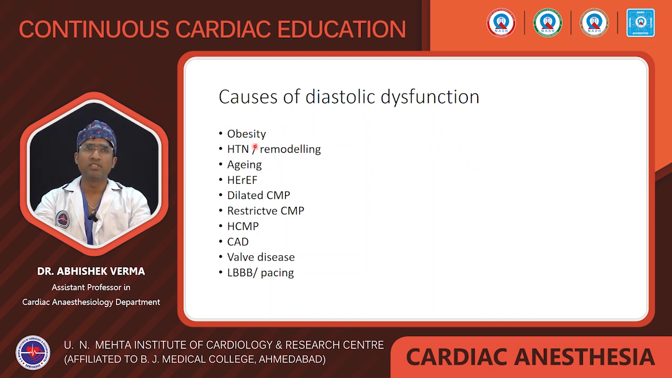These are obesity, hypertension, aging, heart failure with reduced ejection fraction, dilated cardiomyopathy, restrictive cardiomyopathy, and hypertrophic cardiomyopathy, and coronary artery disease, Marfan disease, and LBBB, which can lead to diastolic dysfunction.